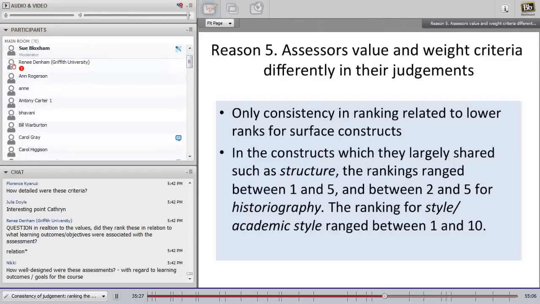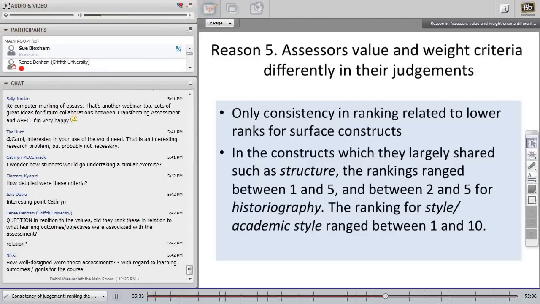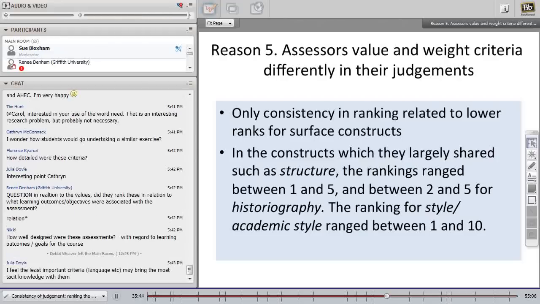I'm slightly distracted here. Renee has asked if she could make a contribution. Would you like to, Renee? My microphone's really bad, but I posted my question in the chat. Okay, well, I can hear you. Do you want to say it anyway? Oh, she's gone. Okay, Renee, I've got your question in the chat.